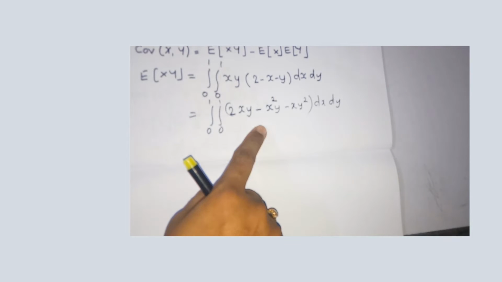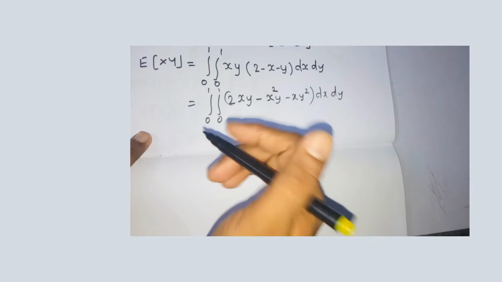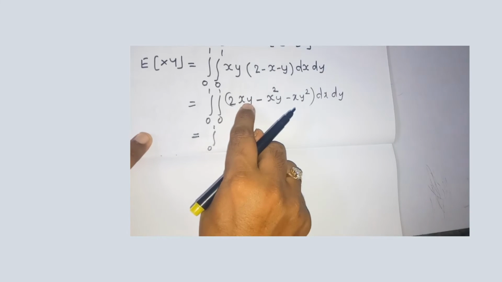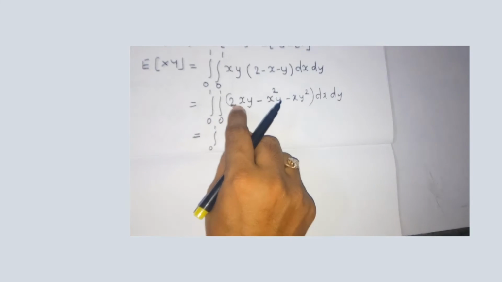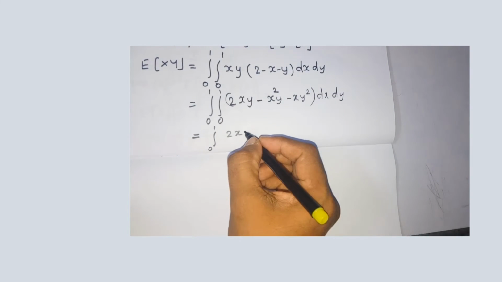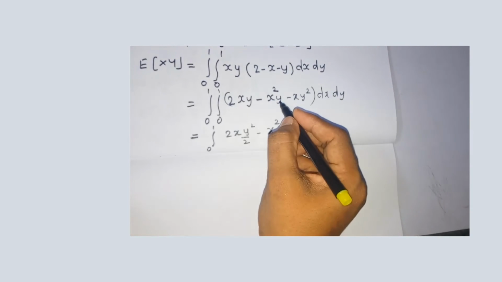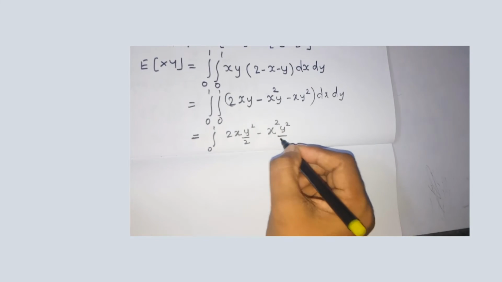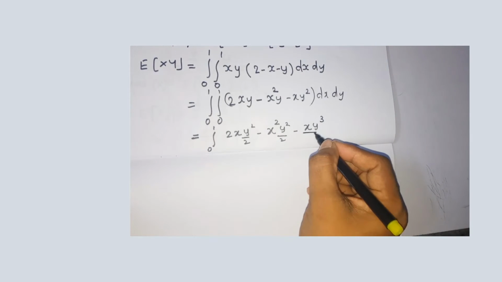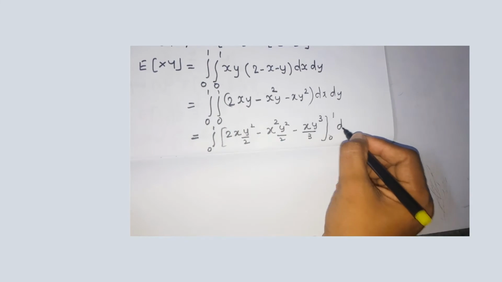Okay, now if I just integrate first with respect to y. Integration 0 to 1 as it is, with respect to y, I'm integrating. So over here, 2x is a constant term, y will be there. So integration of y is y square by 2, minus x square is a constant, integration of y is y square by 2, minus x, integration of y square is y cube by 3, over the limits 0 to 1. We need to still do with respect to x as well.